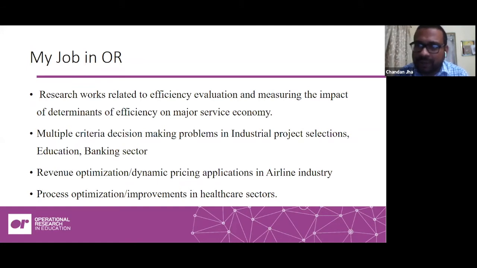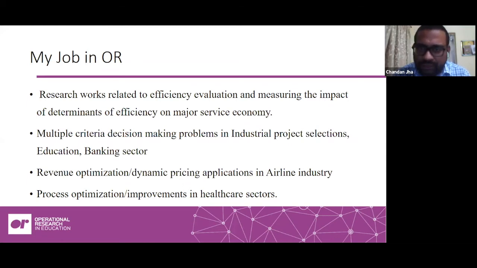And the second part is measuring the impact of determinants of efficiency on major service economies. For example, an educational institution, or the airline industry. Any example we can take. Let's take an example from the service sector.